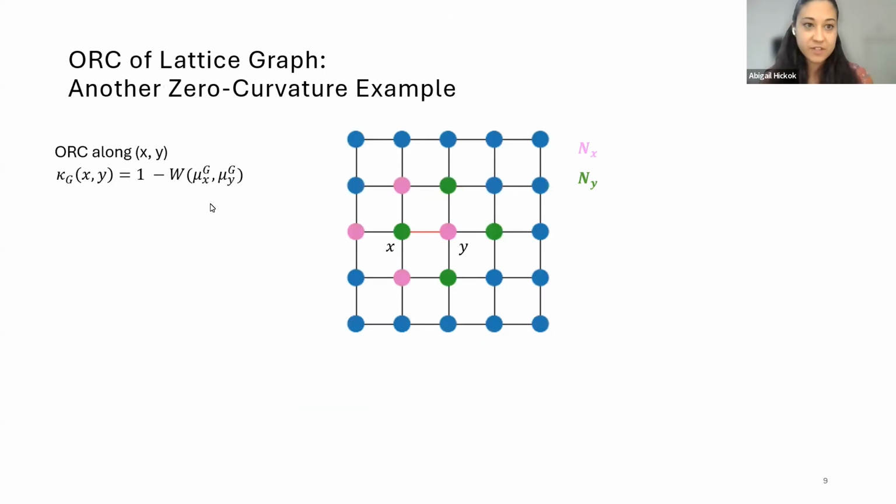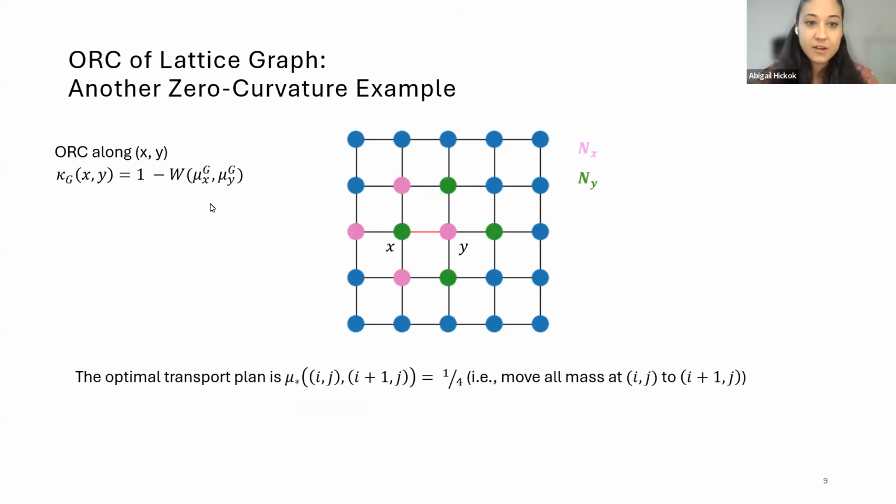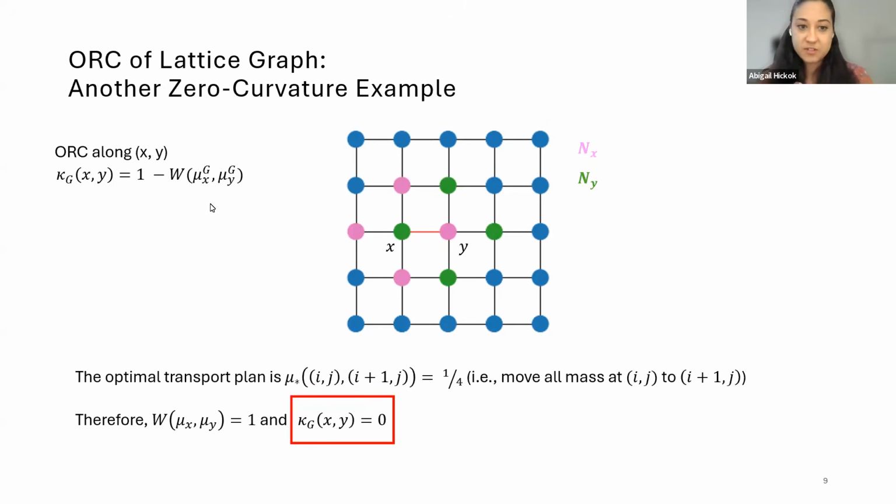To see another 0 curvature example, just one dimension up in 2D. Again, in pink, I have the one-hop neighborhood of x, and green, I have the one-hop neighborhood of y. Here, the optimal transport plan is very similar. I just take those pink nodes, I shift them all one over to the right. So my Wasserstein distance is 1 here, and my Olivier-Ricci curvature, again, is 0.